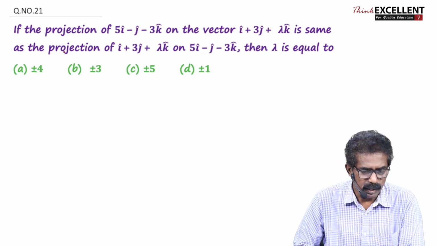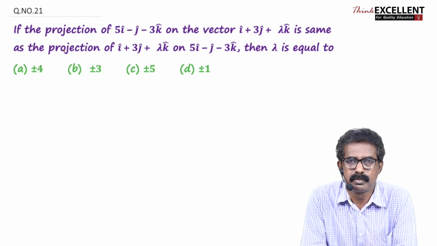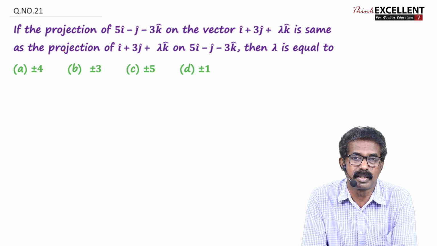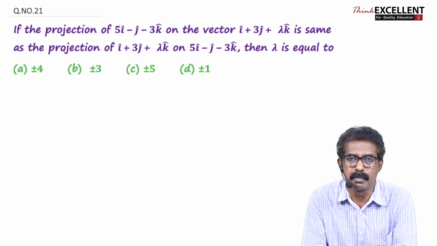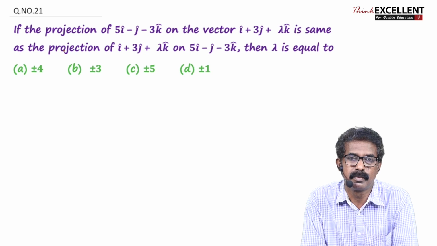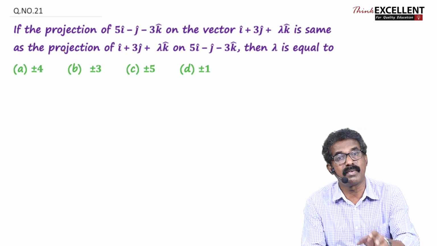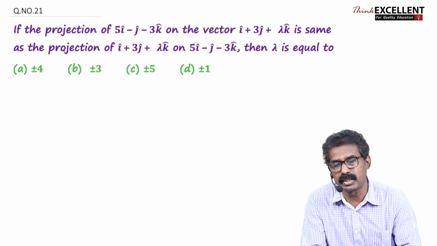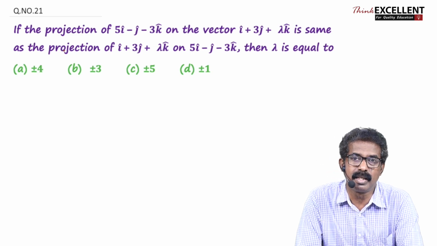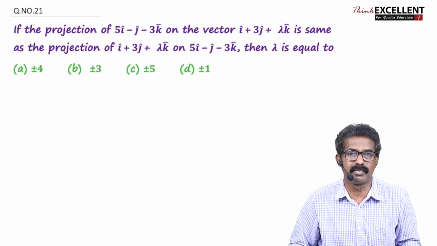For question number 21, the projection of A vector on B vector. Remembering the formula for projection of A vector on B vector is A vector dot B vector by modulus B vector. Projection of B vector on A vector, A dot B by modulus A vector. So projection of A vector on B vector or B vector on A vector, numerator remains same, A dot B. Denominator you write modulus of the second vector.